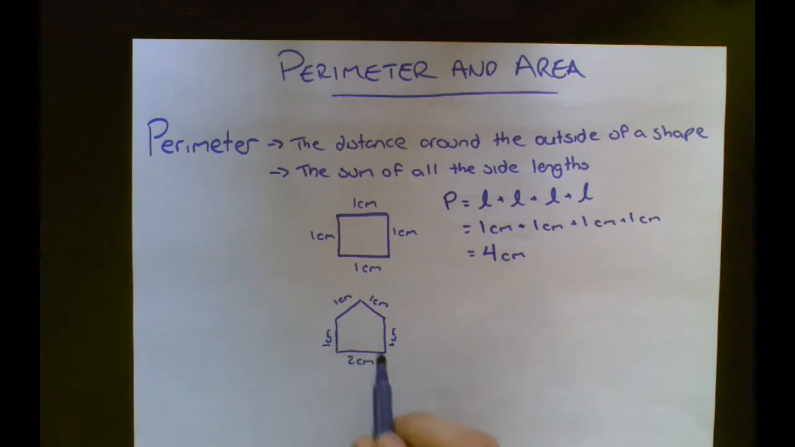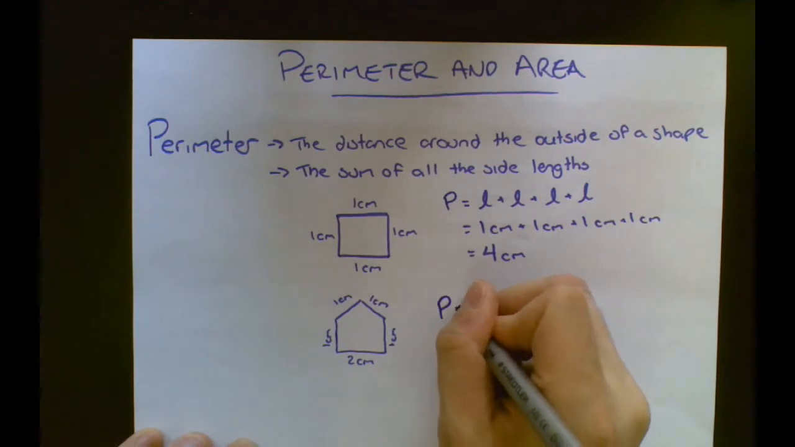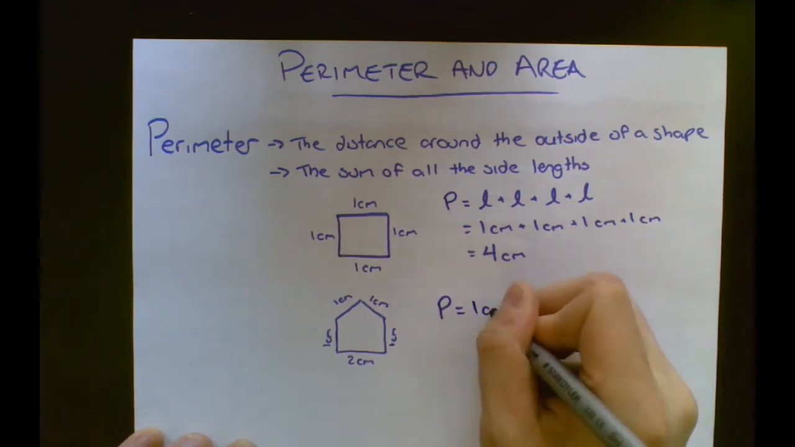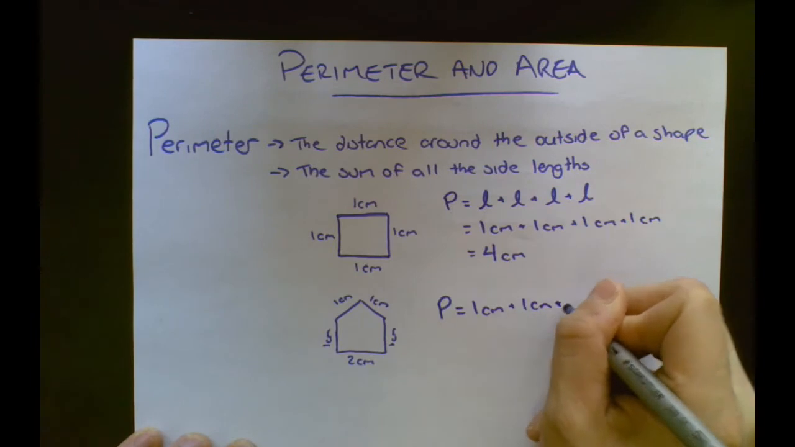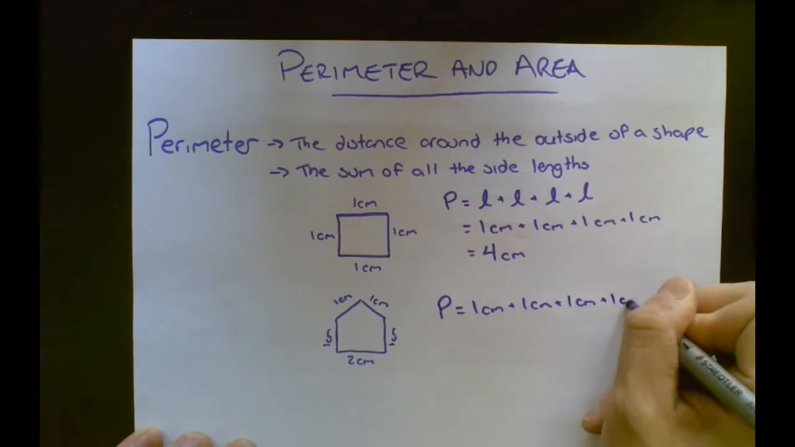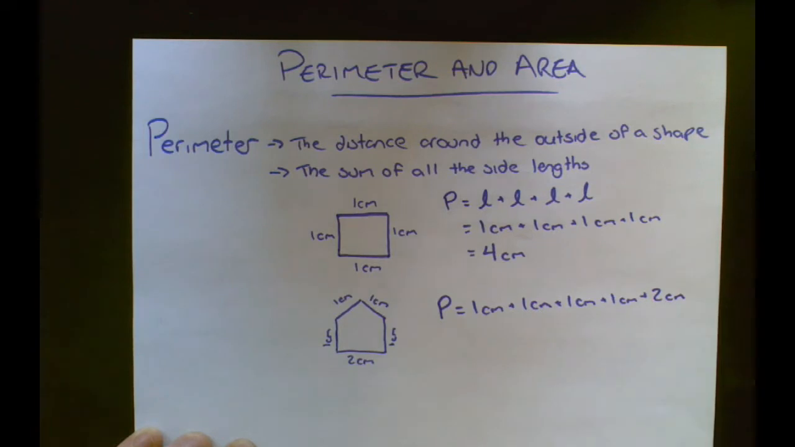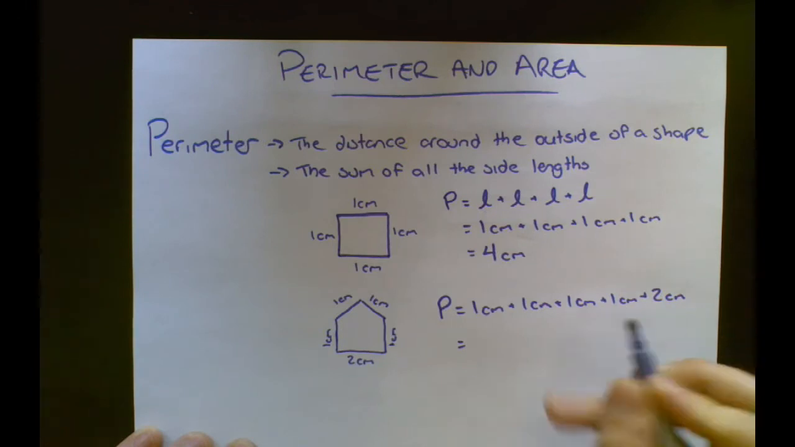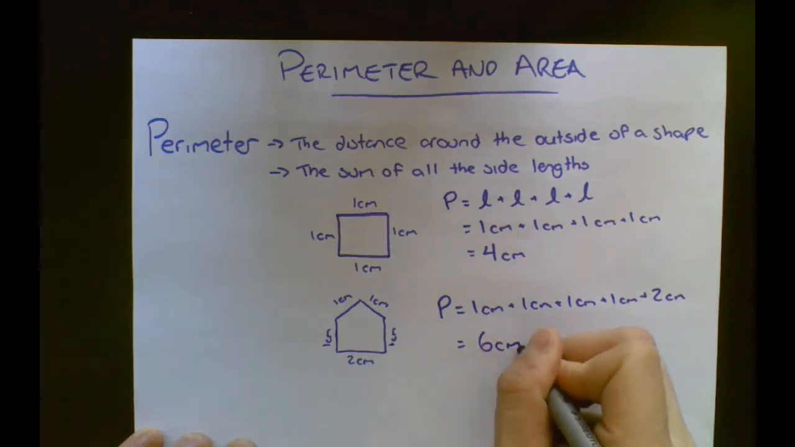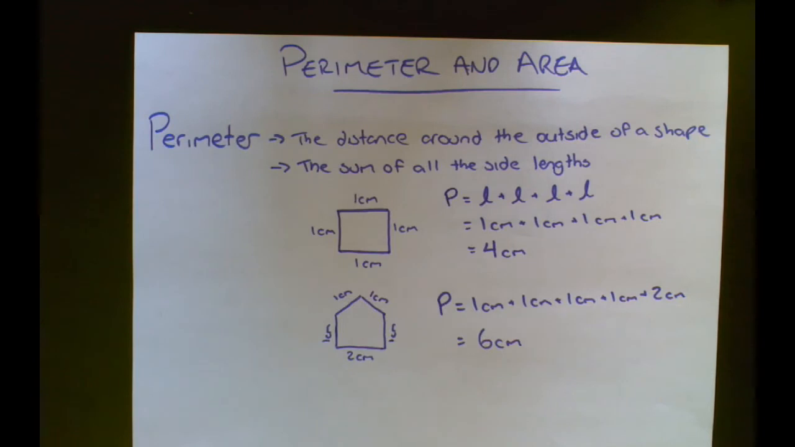So I have a pentagon here, 5 sides. We've got 1 centimeter, 1 centimeter, 1 centimeter, 1 centimeter, and 2 centimeters at the bottom. The perimeter works the same. So we have 1 plus 1 plus 1 plus 1 plus 2. Notice that I have my units in there, is equal to 1, 2, 3, 4, 5, 6 centimeters. That's it for perimeter. Just be careful. Make sure you don't miss any sides. Should be easy when we do rectangles.